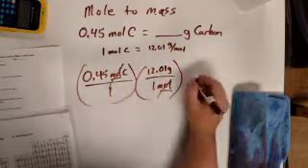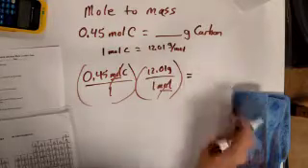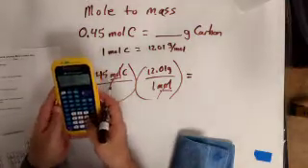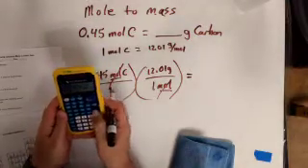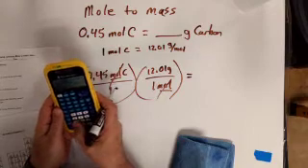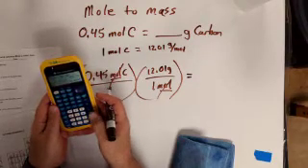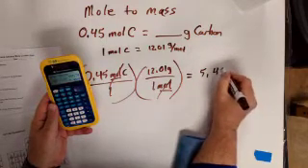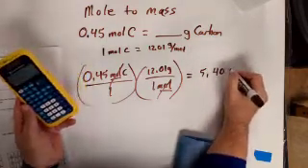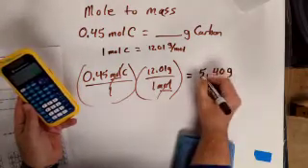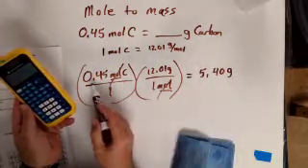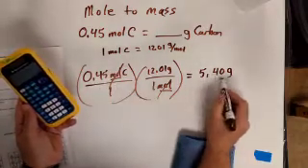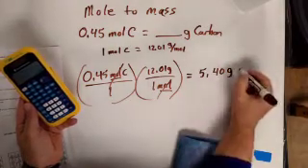All right, so then we multiply across the top, multiply across the bottom, and divide. So in this case, we're going to say 0.45 times 12.01, and that gives us 5.40 grams. So if you had 0.45 moles of carbon, you would have a mass of 5.4 grams of carbon.